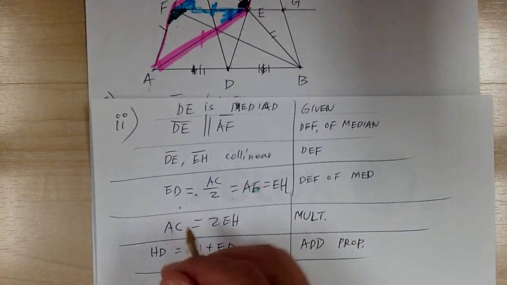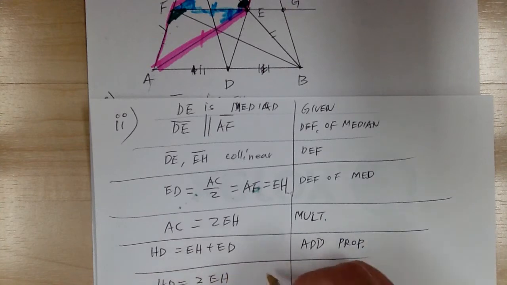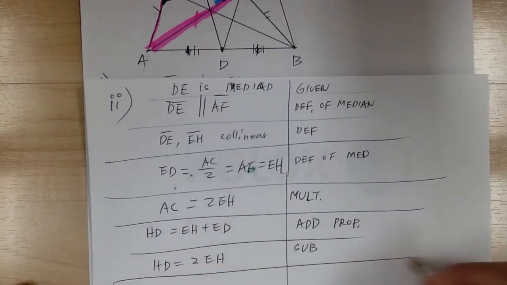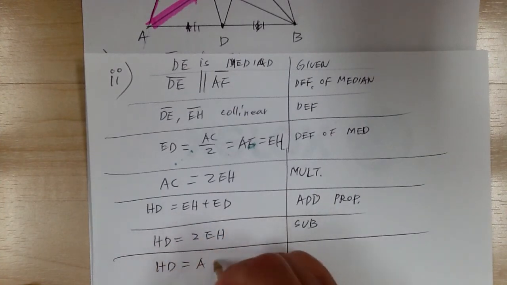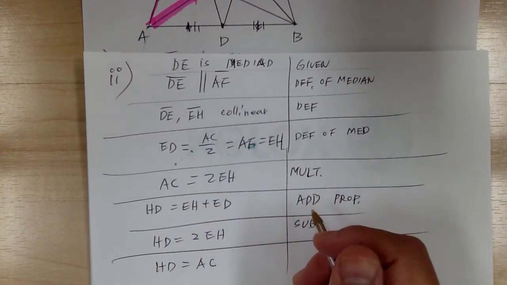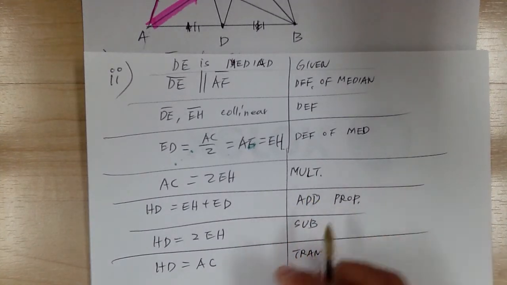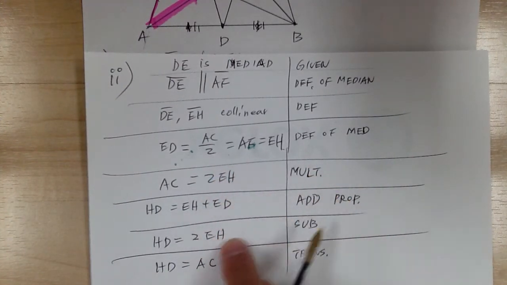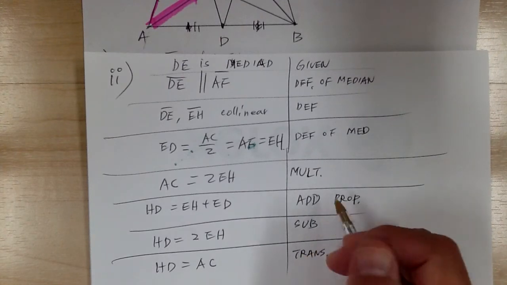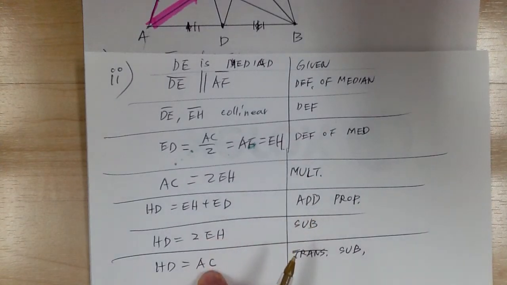Okay, and then after that, since they are equal to each other, HD equals 2 times EH. And this is a substitution. Then after that, HD will equal AC. And this is transitive. Okay, so because of that, see this over here? What you can do is substitution. You can just substitute this into here.